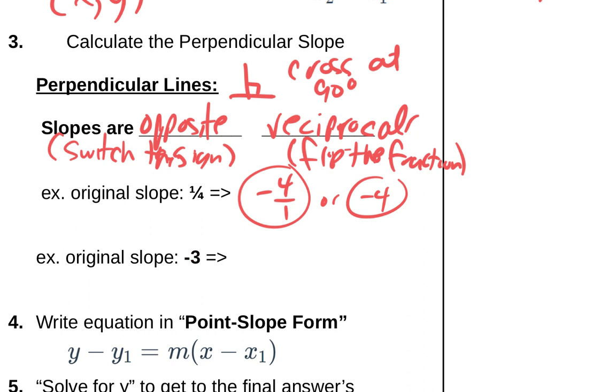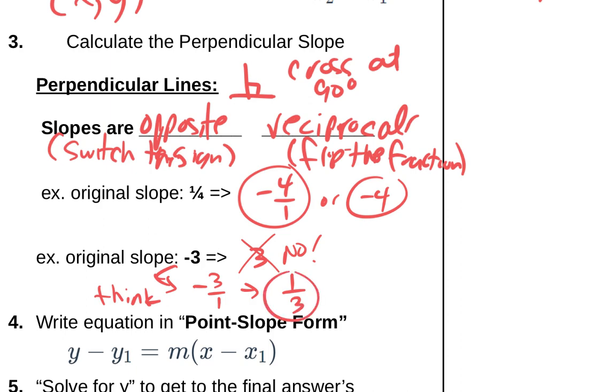Okay, a common mistake is to say positive 3, right? But that's wrong. Here's what we want to do. We want to think negative 3 over 1, right? Because then if we do that, instead of negative 3 over 1, it's going to be positive 1 over 3, right? So that's what we want to think.